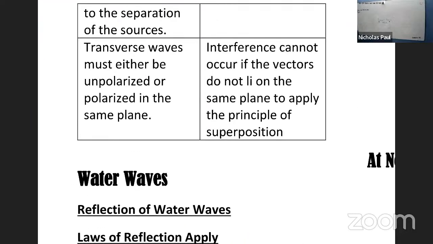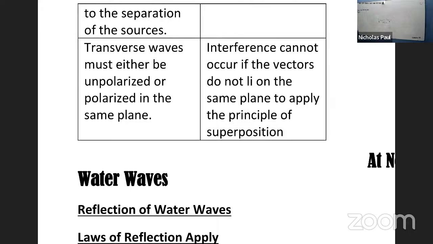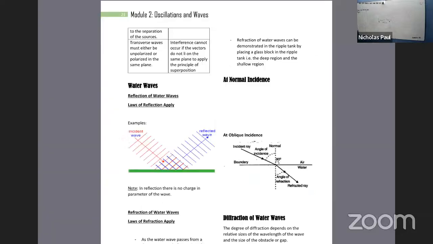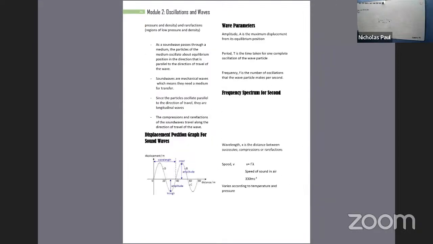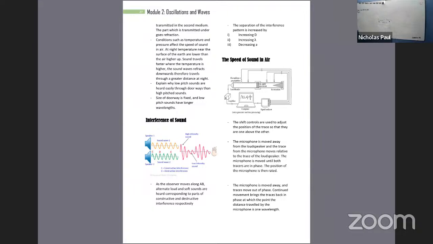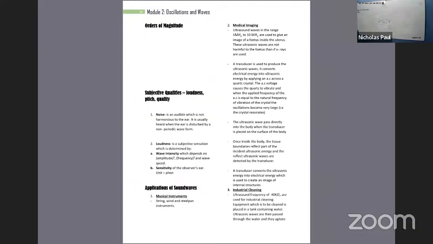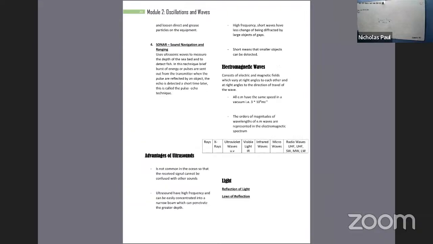Transverse waves must either be unpolarized or polarized in the same plane. Interference cannot occur if the vectors do not lie on the same plane. So you can't have a wave on this plane and a wave on a perpendicular plane. They will not intersect. They have to be polarized in the same direction. As I said, we want to focus on interference, so let's ignore that for now and we'll come back to it in the summary.